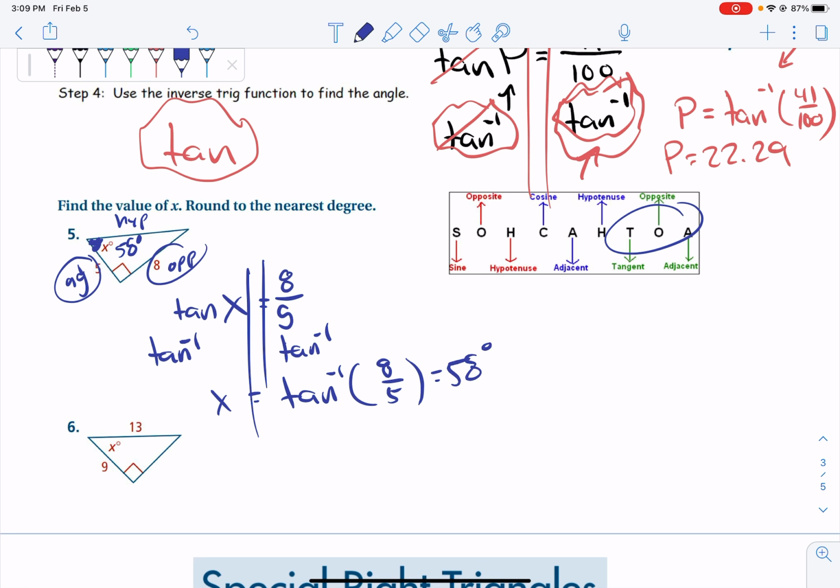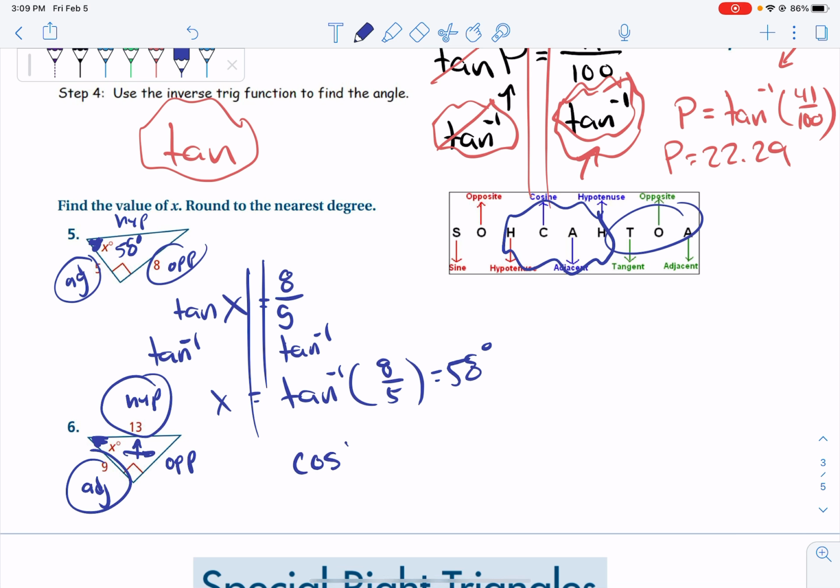All right? Number 6, it gives me an X, and it wants me to find the sides of the triangle. So let's label them. Across from the 90, there's my hypotenuse. Across from my X, there's my opposite. Next to the X, there's my adjacent. So this time, I get the hypotenuse and the adjacent, which tells me I'm going to use cosine. Remember SOHCAHTOA. So the cosine of X is equal to the adjacent, which is 9, divided by the hypotenuse, which is 13. So cosine of X equals 9 over 13.